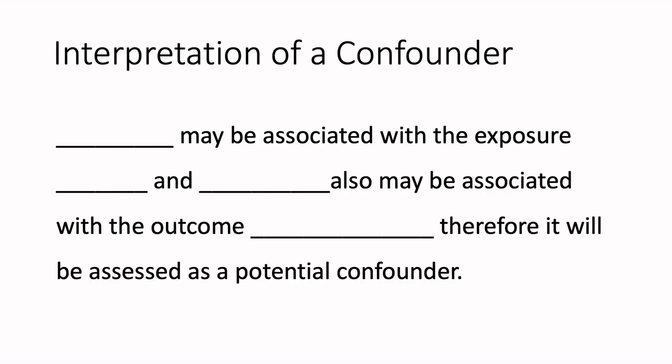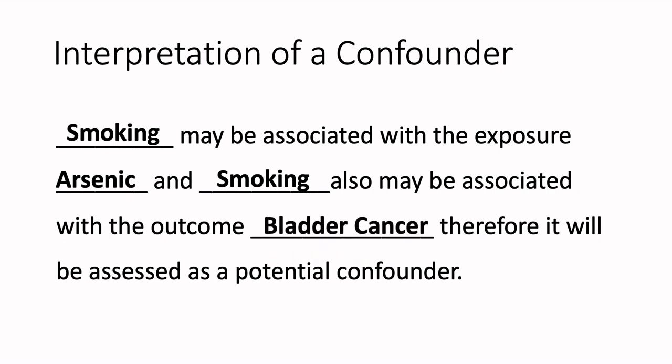If you were asked to use plain language to describe a confounder, this would be a format that you could use. Smoking may be associated with the exposure arsenic, and smoking may also be associated with the outcome of bladder cancer. Therefore, smoking will be assessed as a potential confounder.